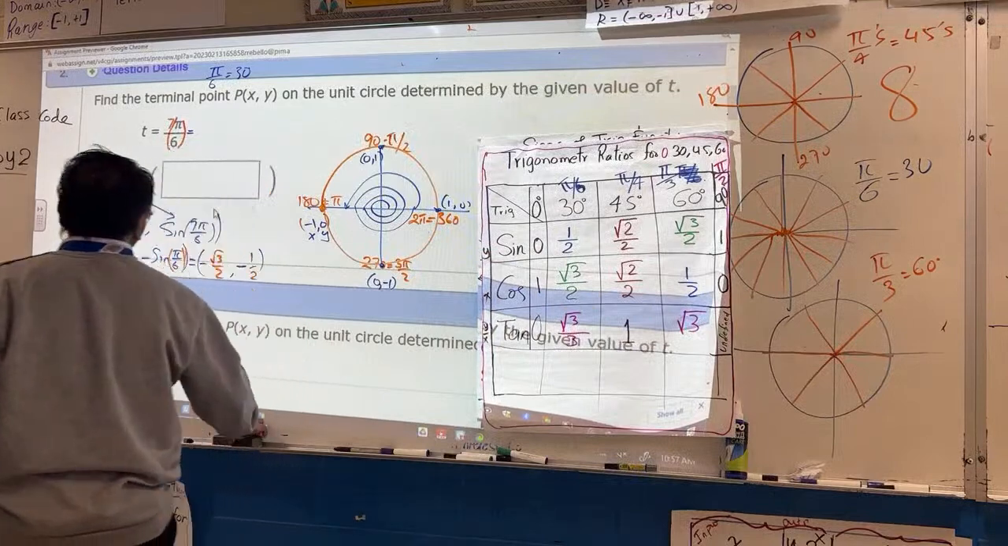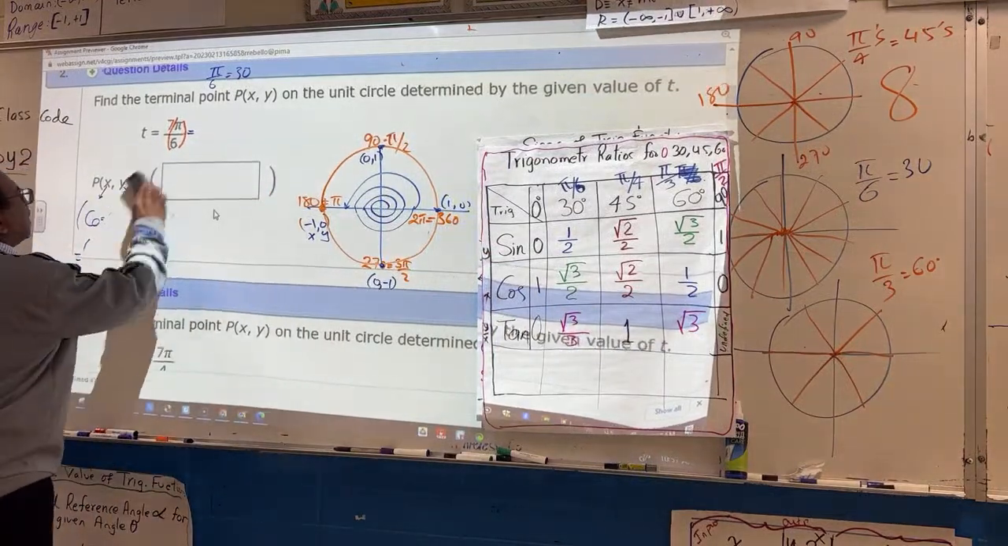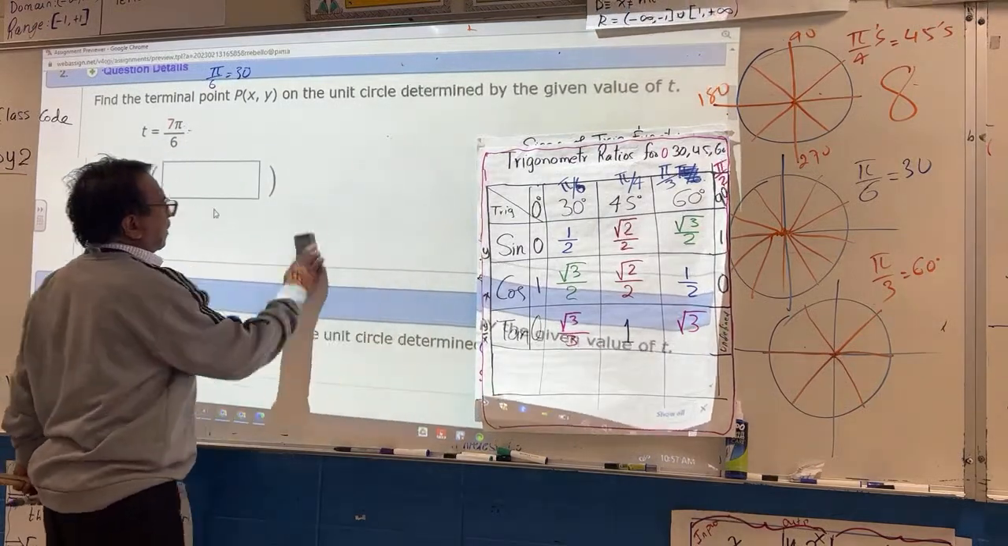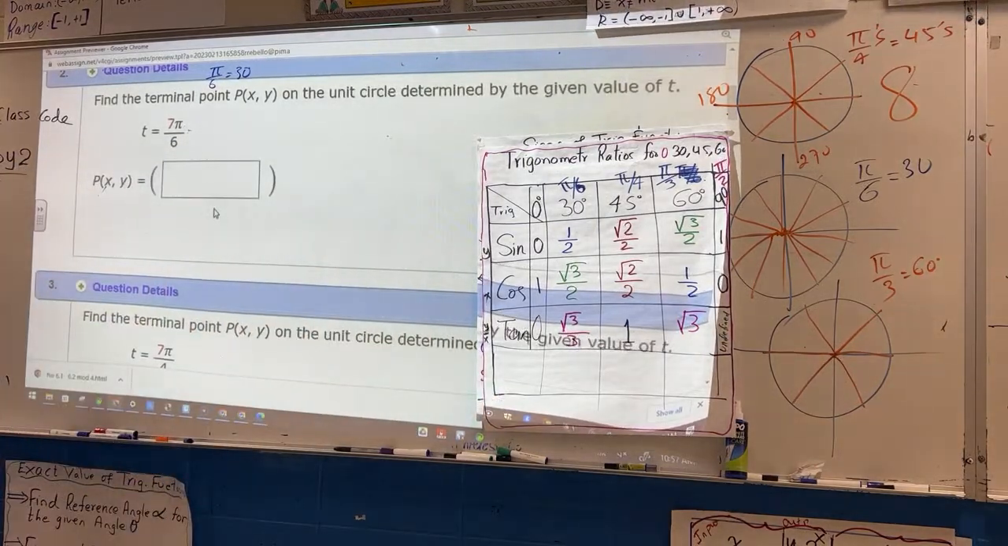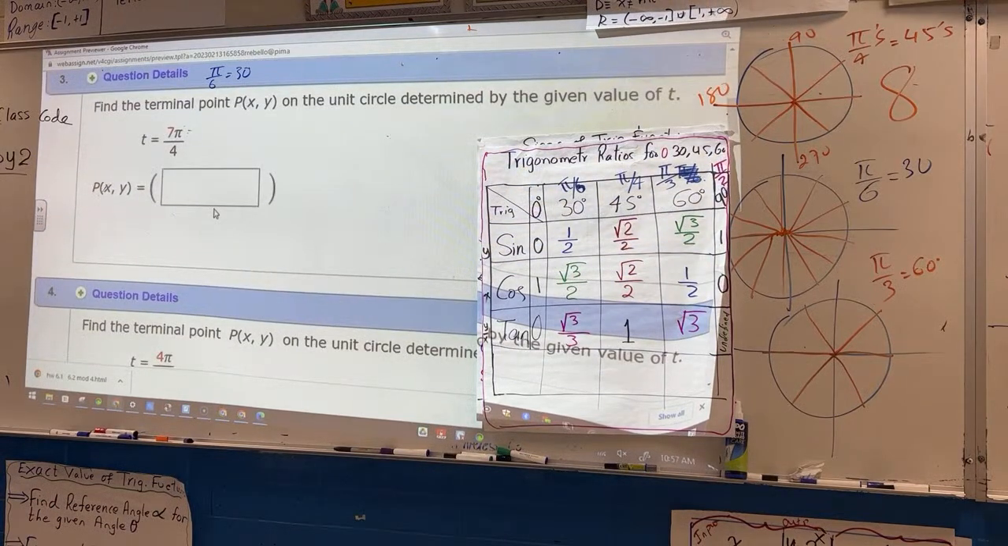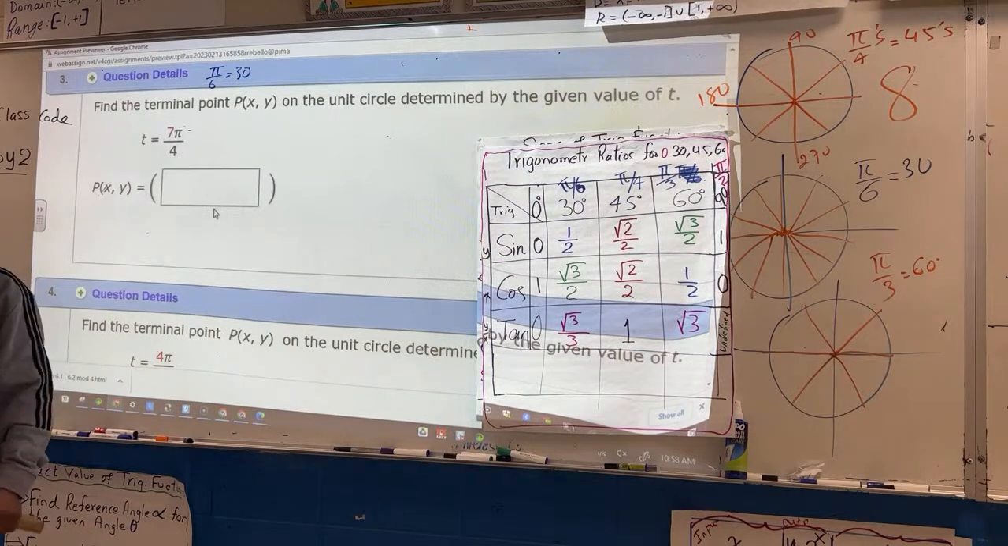Hope that helps. I give you 30 seconds. Can you try the next one and help me? 7 pi by 4. We will do the packet first. The scientific calculator you can do later on, okay? Let's do only the packet to get a hang of this.